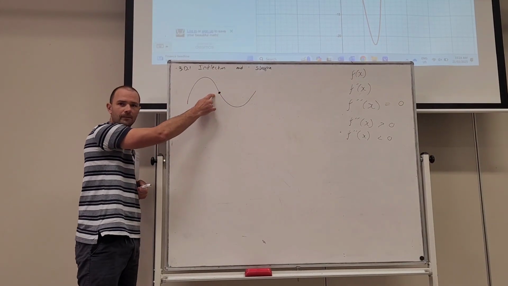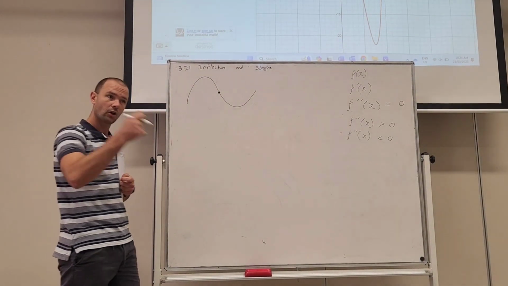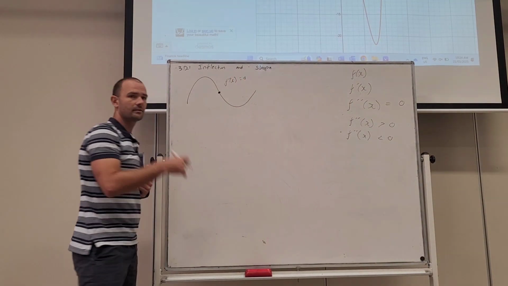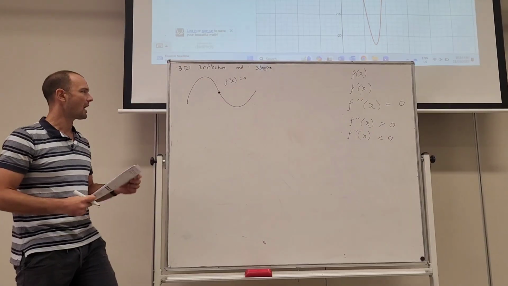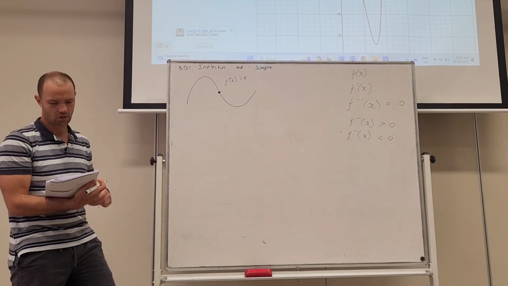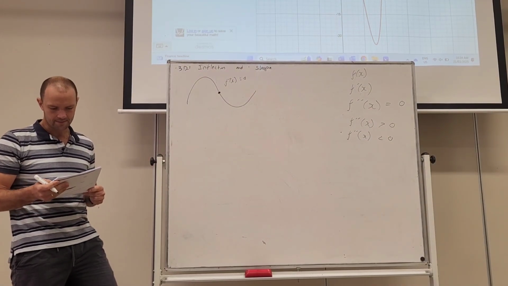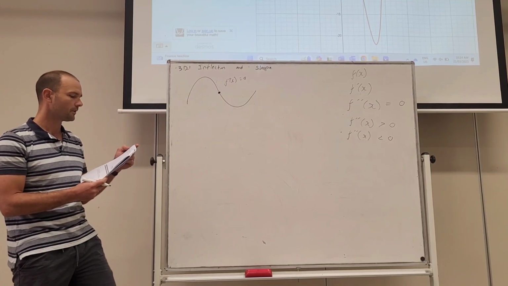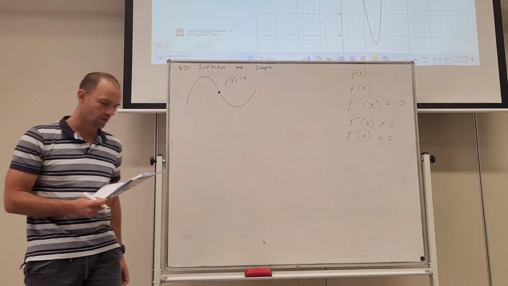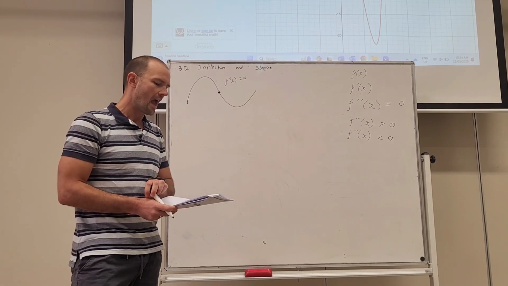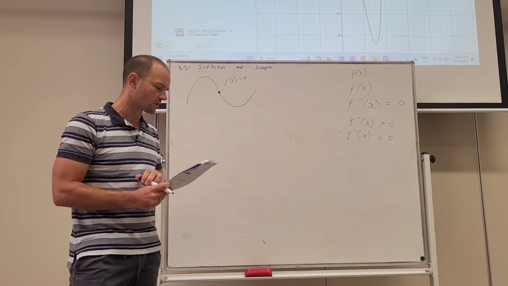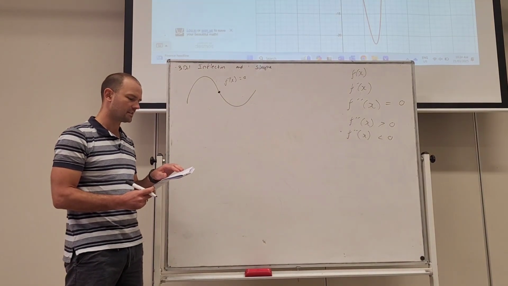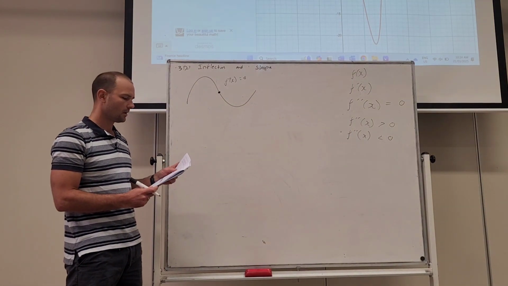So that point of inflection there, that's going to occur when the first derivative equals 0, and the second derivative equals 0, and the sign diagram of the second derivative changes shape. Now, that is listed in the first paragraph at the top of our page. A point of inflection occurs when f dash dash of x equals 0 and the sign diagram changes sign.